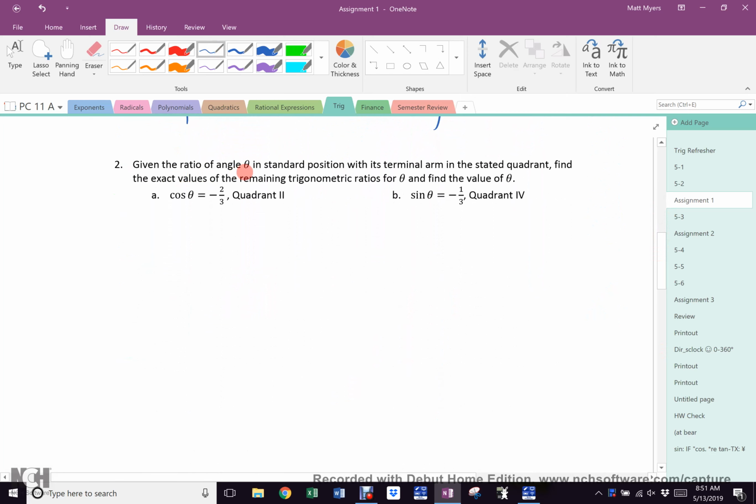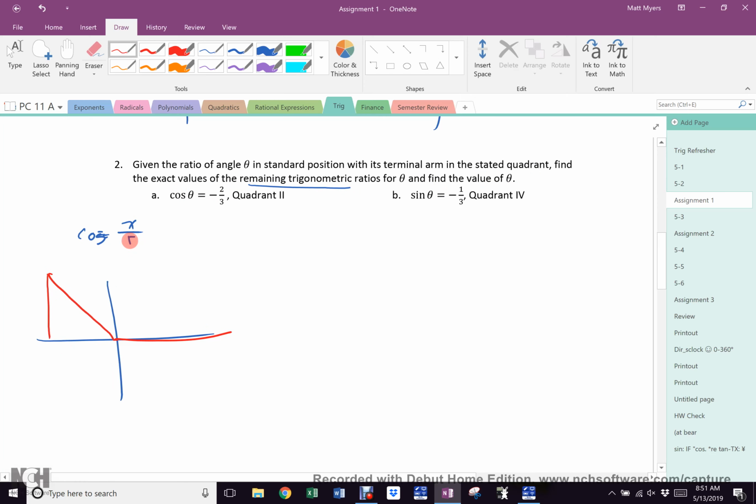Given the ratio of the angle in standard position with terminal arm in the stated quadrant, give the exact values of the remaining trig ratios. Cos equals x over r. So what do I have there? It's in quadrant 2, yes? So, where's the x?